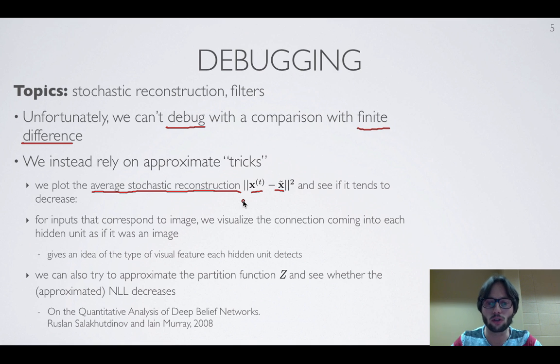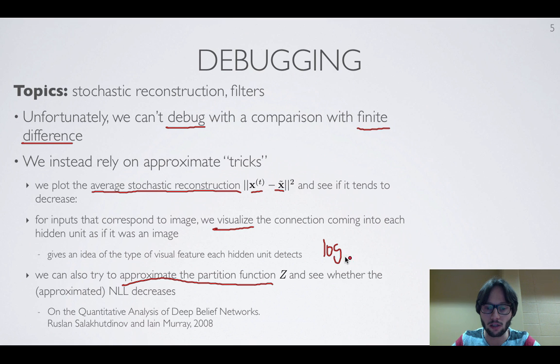Normally you'd expect that initially you'd get a high value of that average, and then this would get smaller and smaller. We don't necessarily expect this to converge to 0, but in general we expect it to decrease. Also, we can visualize the features that are learned like we just did. If we have images, then we tend to expect things that are visually meaningful, like edges or pen strokes for handwritten characters.